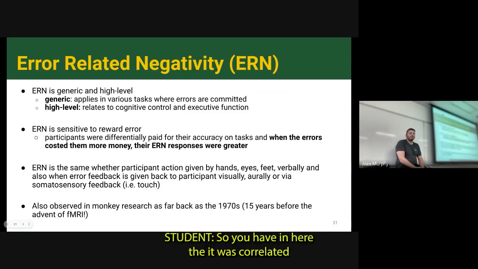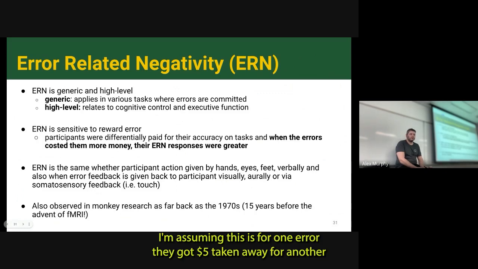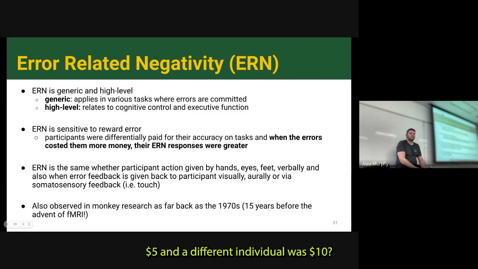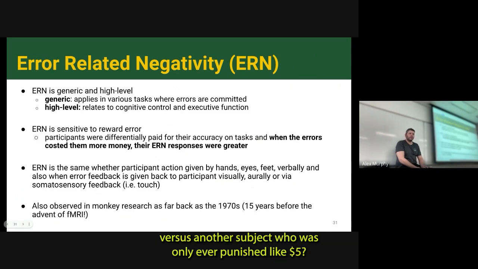Yeah, so you have in here that it was correlated directly with the amount of money that was taken away. So if somebody was given $100, I'm assuming for one error they got $5 taken away, for another error they got 10, more and more amounts. What about when one single individual was only ever punished $5 and then a different individual was punished 10? Would they still know proportionally that the 10 is worse, even if they were only ever punished by taking away 10 versus another subject who was only ever punished by 5?